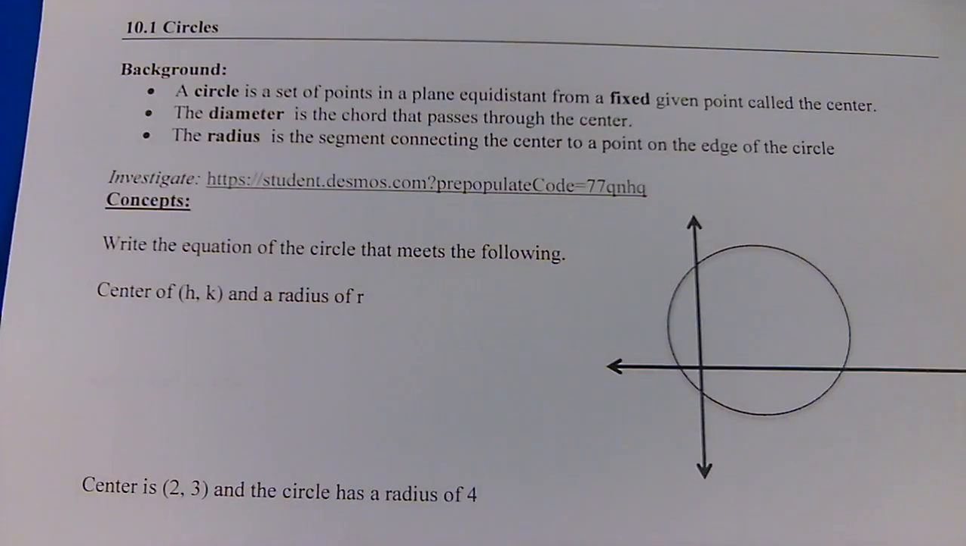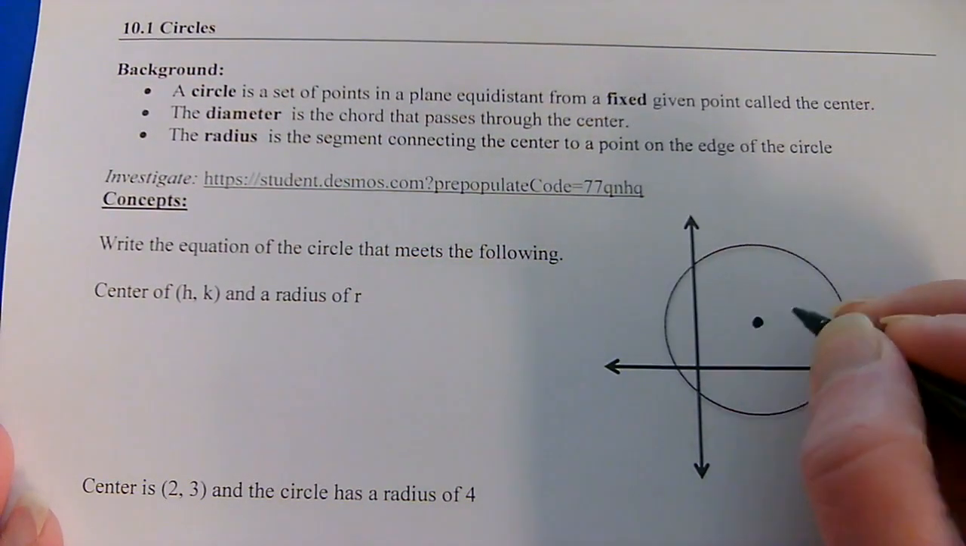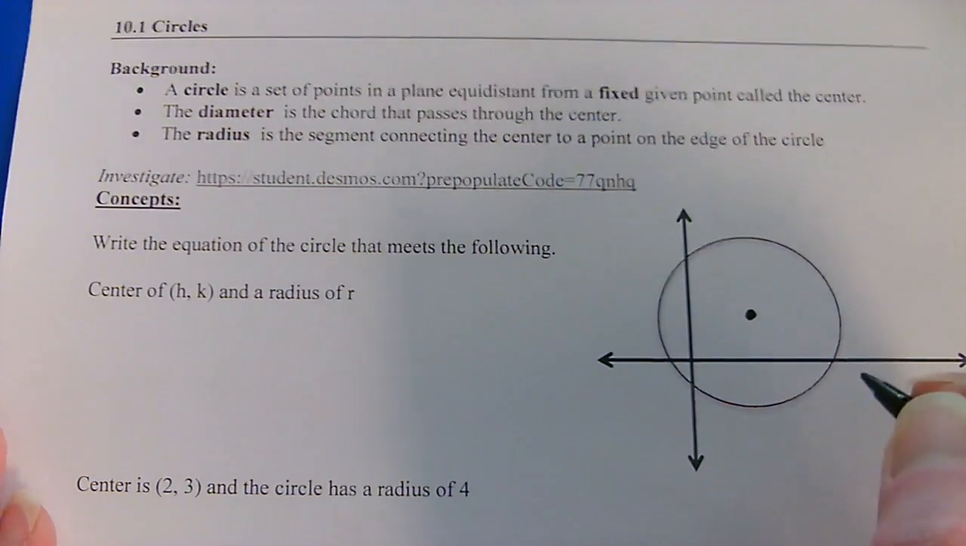So we are revisiting circles. We're actually going to be looking at the whole family that involves circles. These are called quadratic relations, but that's beside the point. A circle is a set of points in a plane equidistant from a fixed given point called the center. So the center is always fixed, and so is the distance to any point around the edge.